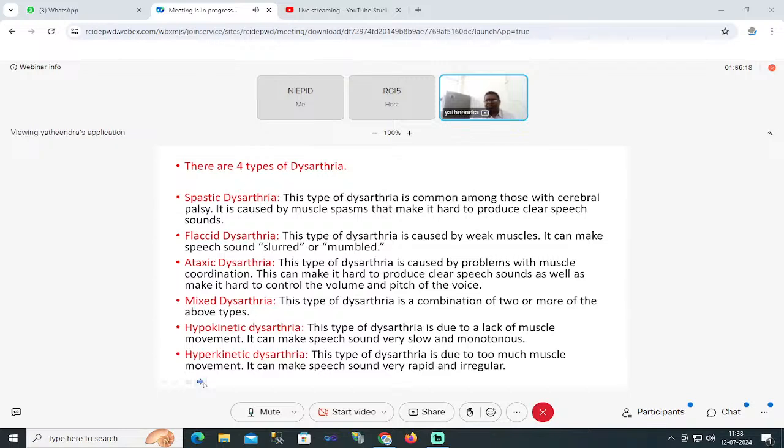Like hard to produce clear speech sounds, a slow rate of speech, slurred speech, mumbled speech, low intensity of speech, low volume of speech, pitch problems, as well as voice problems, slow rate of speech, and monotonous speech in children with cerebral palsy.